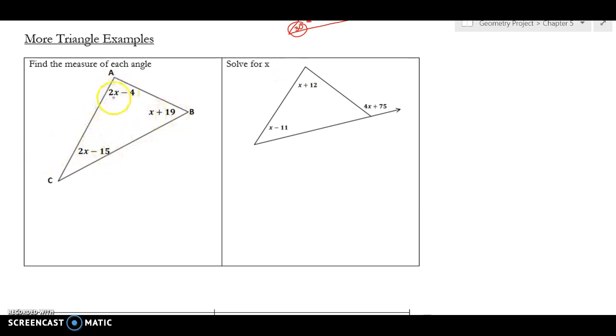These are angles inside a triangle, so I'm going to add them up. To kind of save time and space, I'm going to add up the x's before I go in there. So 2x, 2x, and 1x is 5x. And then I have a -4, a 19, and a -15. Well, a -4 and a -15 is -19, and a -19 and a +19, so they just cross off. So I get 5x is equal to 180. So I divide both sides by 5, and I get x is 36.